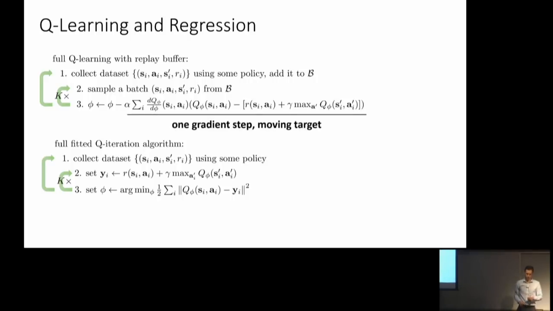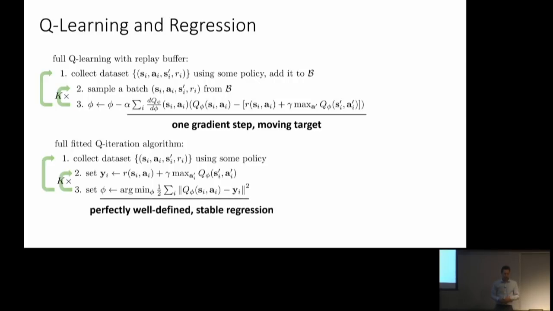So if you do the one gradient step, you have this moving target thing. If you run it all the way to convergence, then it's very inefficient and might overfit. So you kind of have problems either way. But the nice thing is that at least if you do this argmin thing, then it's a perfectly well-defined, stable regression problem. So even though it might overfit and it might be inefficient, at least step 3 is stable, meaning that it will find the solution that minimizes the difference between Q and Y. That might just not be quite the solution you want.